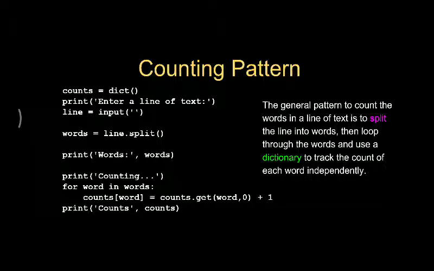Print of counting. Next step is to count the total number of words from the list. For word in words, simple statement, counts of word, that's what we have used earlier. counts[word] = counts.get(word, 0) + 1. It will start counting from 0 plus 1. After that, if we print counts comma counts, then it will print the total number of occurrences of each word from the pattern. The general pattern to count the words in a line of text is to split the line into words, then loop through the words and use a dictionary to track the count of each word independently.